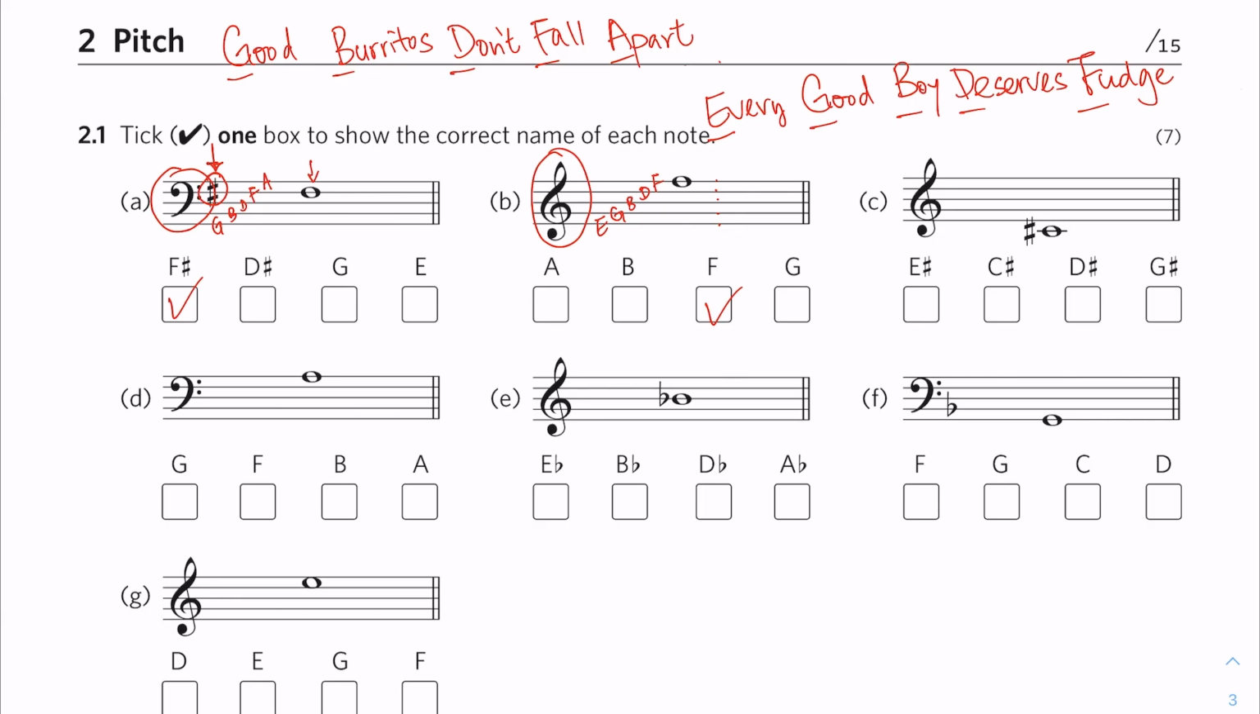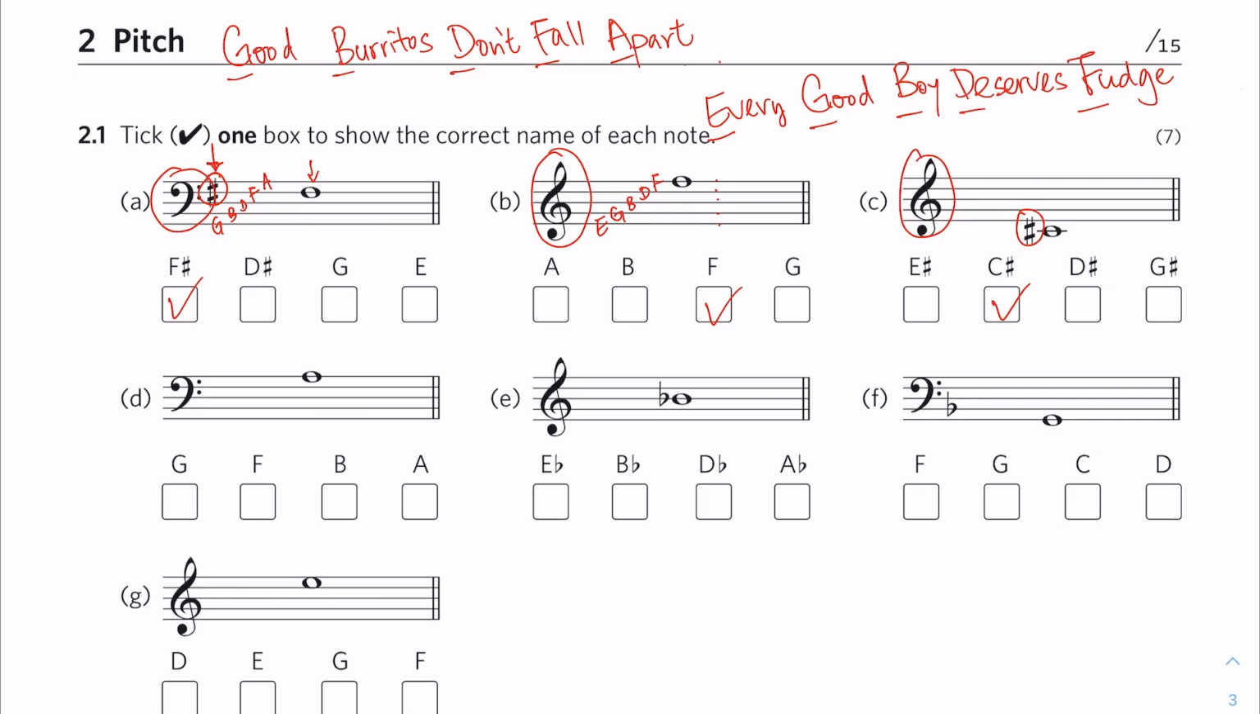Next question, C. Treble clef again. Now this time we have a ledger line. A ledger line is the extra short line that you add on top or below the staff. We know that this is a middle C. It's very simple because when you add a short ledger line below the staff in the treble clef, it is middle C. This middle C has a sharp next to it, so it's a C sharp.